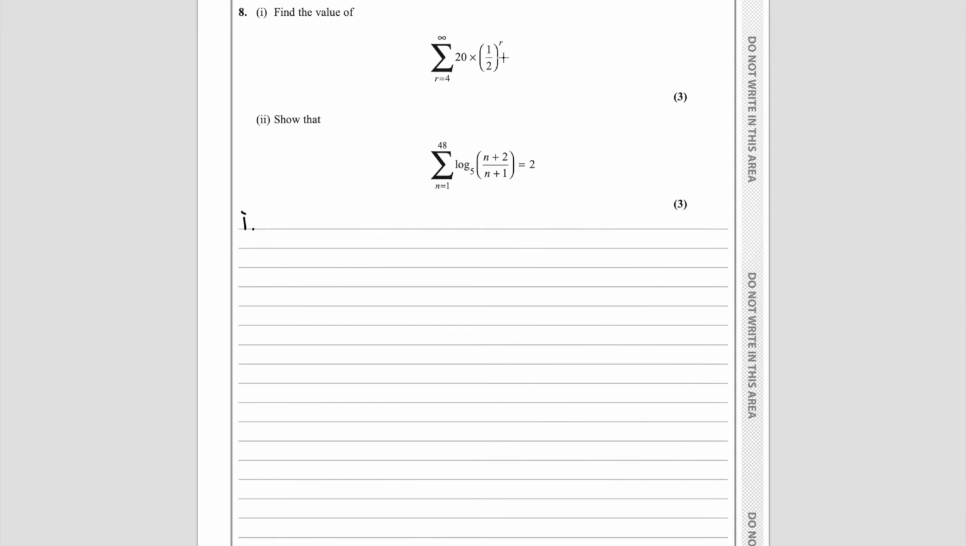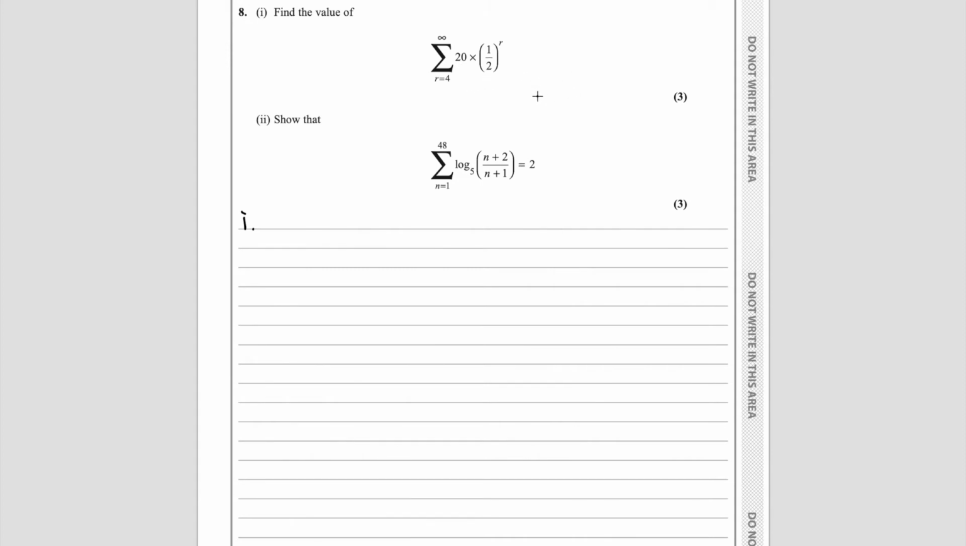Now, if you don't know how summations work, what you do is you take the bottom number, in this case 4, you put it into the expression, then you take the next number, which is 5, you put that into the expression, and you keep on going all the way up until whatever number's at the top of this capital sigma, and you add each of those results together.